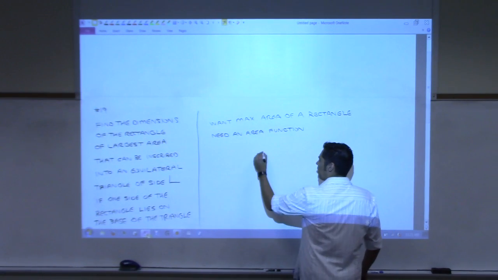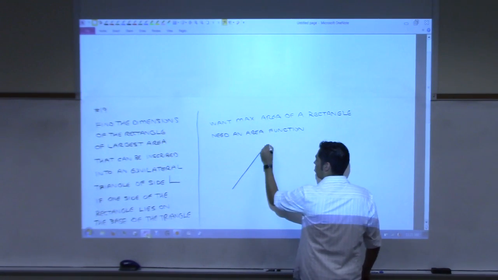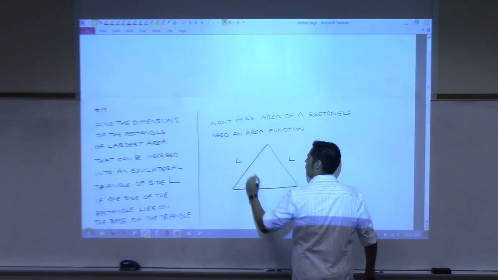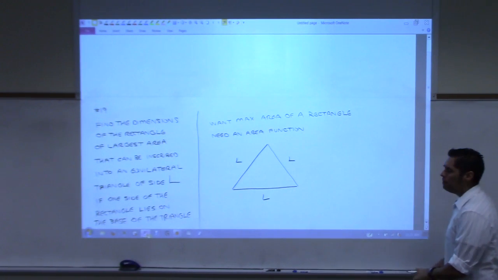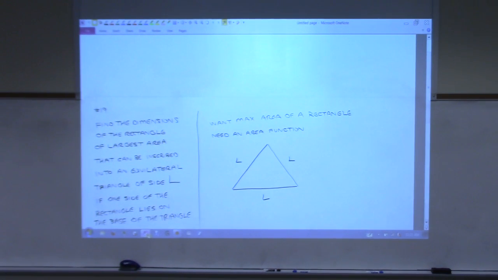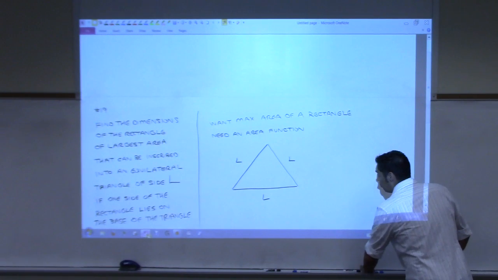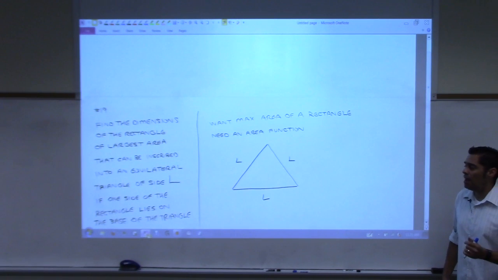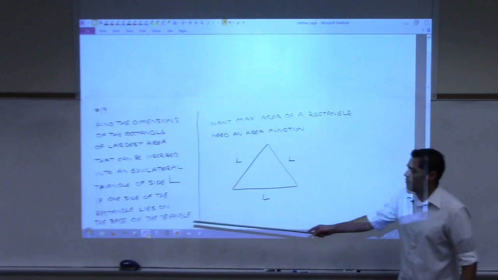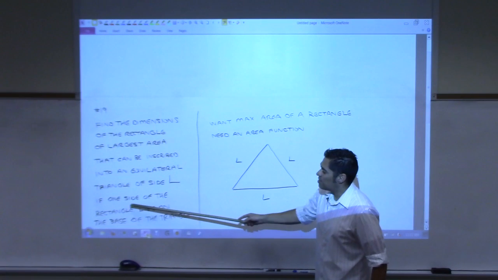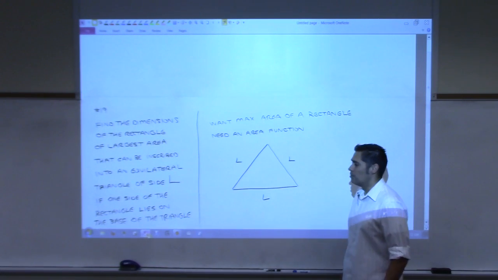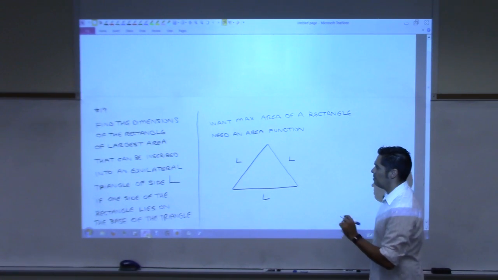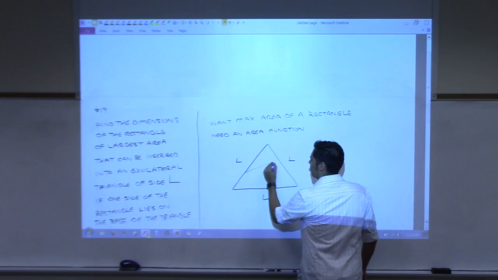So let me draw a picture. We have an equilateral triangle like this. L, L, L, right? That's an equilateral triangle. My rectangle must be inscribed into the triangle. Now, there are different ways you could inscribe a rectangle, but they say that one side of the rectangle lies on the base of the triangle. So let me first draw a picture of a rectangle that would be inscribed. I could draw something like this.